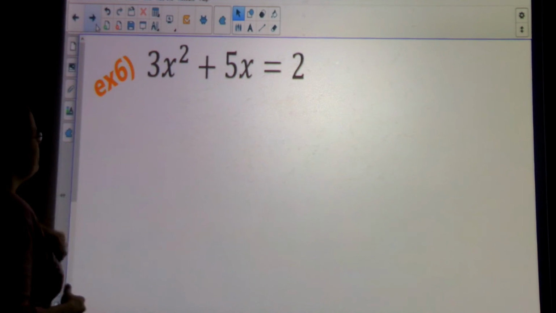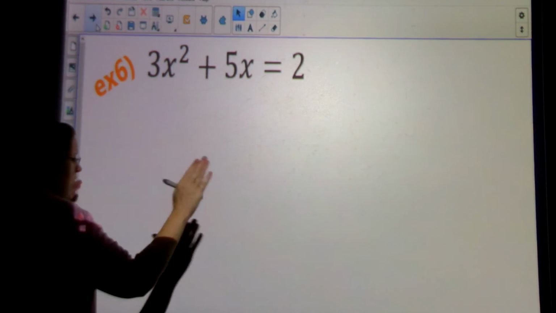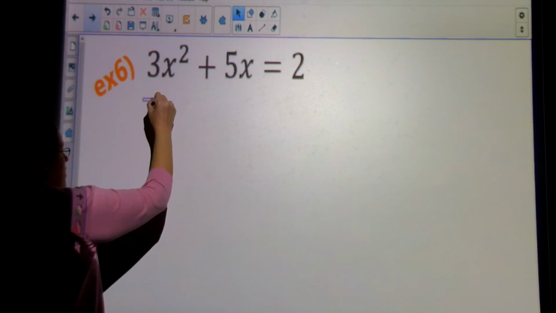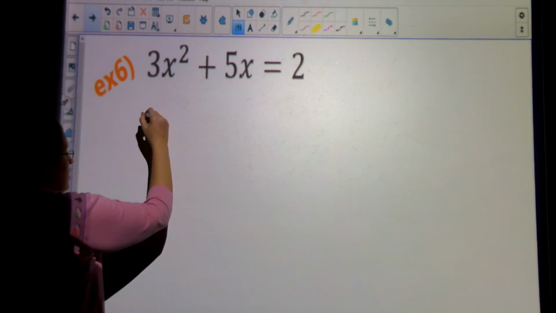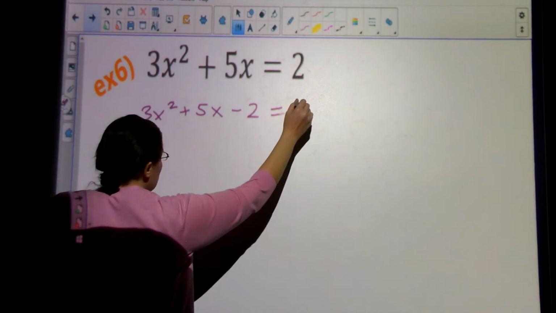Okay, so let's try another one. 3x squared plus 5x equals 2. Once again, I want it equal to 0, because that's what I'm finding. I'm finding the zeros of the graph. So subtract 2, I get 3x squared plus 5x minus 2 equals 0.